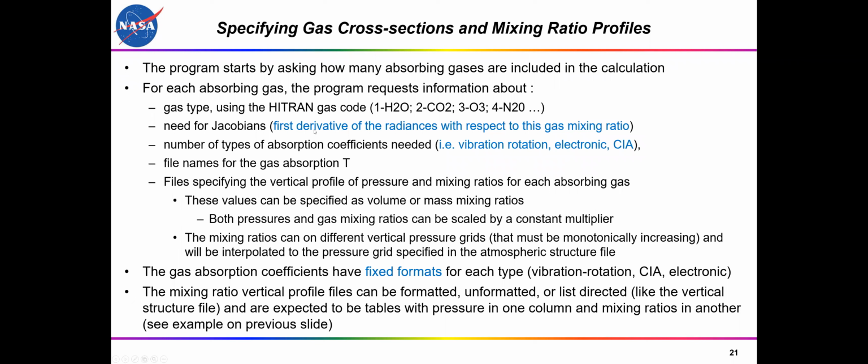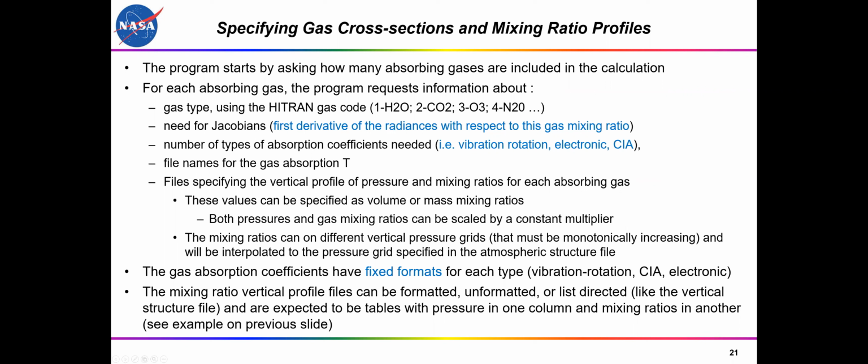It's going to ask you if you want to generate Jacobians for this gas. It's going to ask you to specify the number of types of absorption coefficients needed. Do you need vibration rotation? Do you need electronic? Do you need collision induced absorption, or do you need all 3? It's going to ask for file names for every kind of absorption coefficient that you've asked for, and it's going to ask for a file name for the vertical profile of the gas mixing ratios.